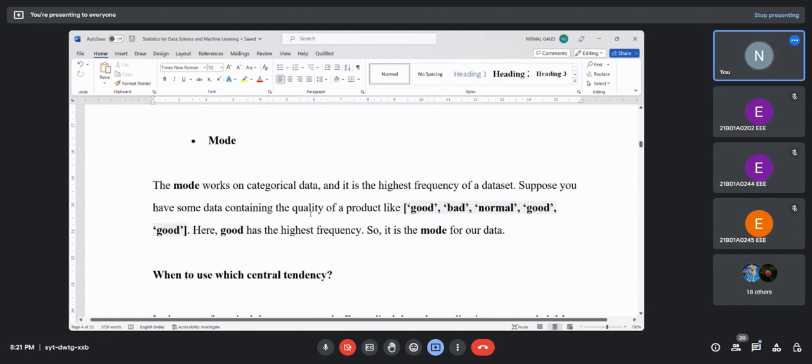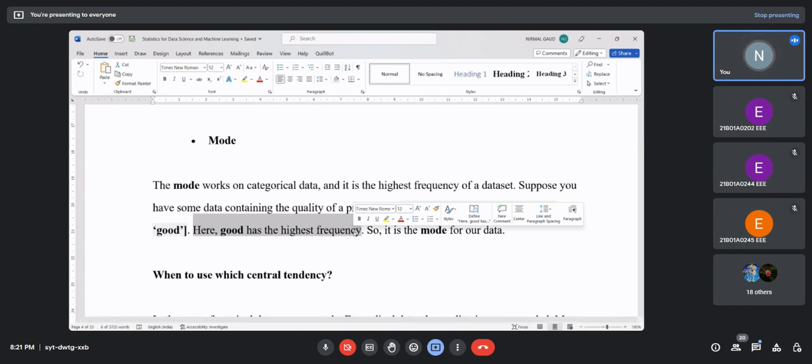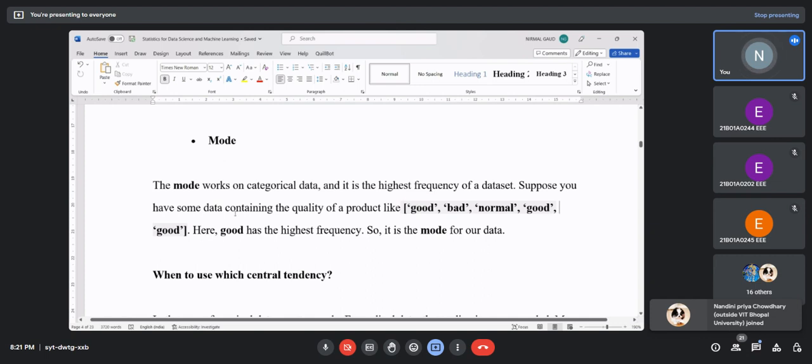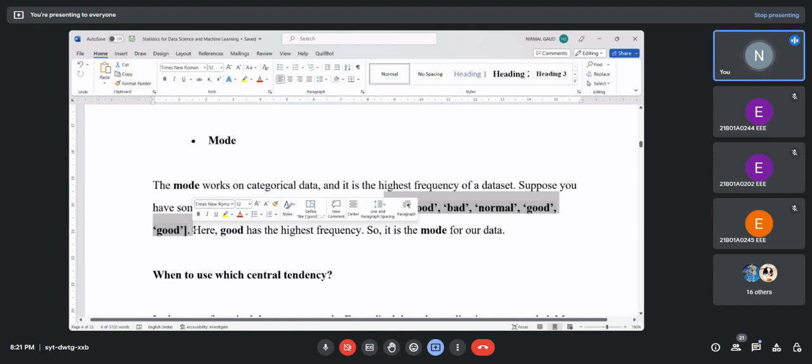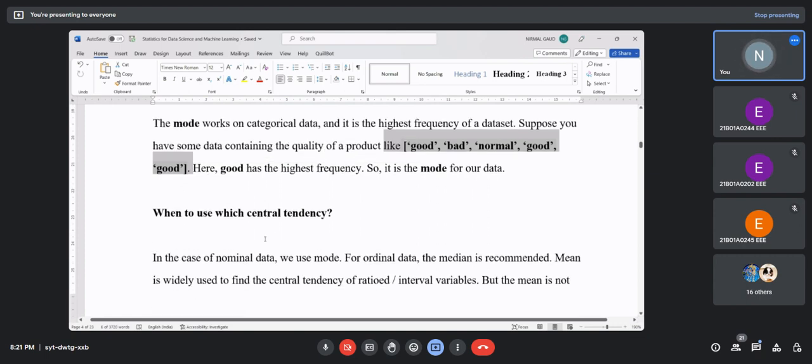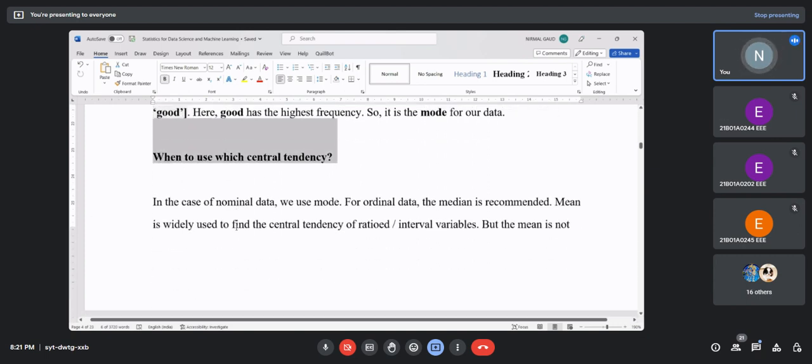Suppose we have this data: good, bad, normal, good, good. So what is the mode? Mode is the value which has the highest frequency, which has been repeated the highest number of times. So good is one time, two times, three times. So the mode of this data is good. That means the highest frequency value, the value which is present in the data set most of the time, is called the mode. Simple. So mean, median, mode are used in central tendency. So when to use the central tendency?